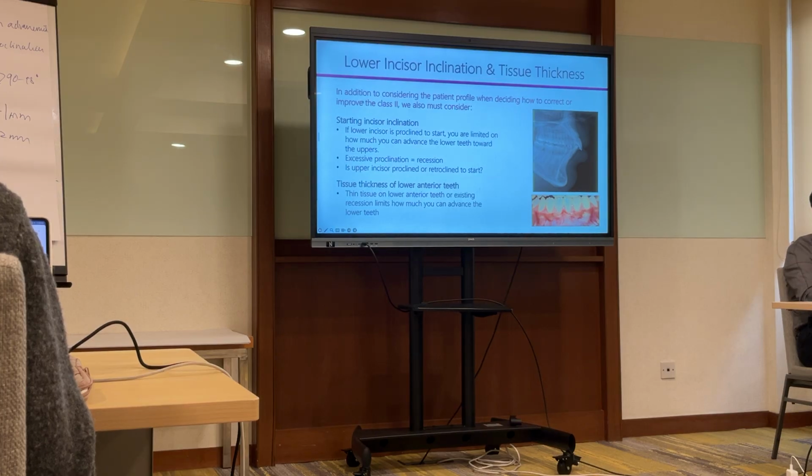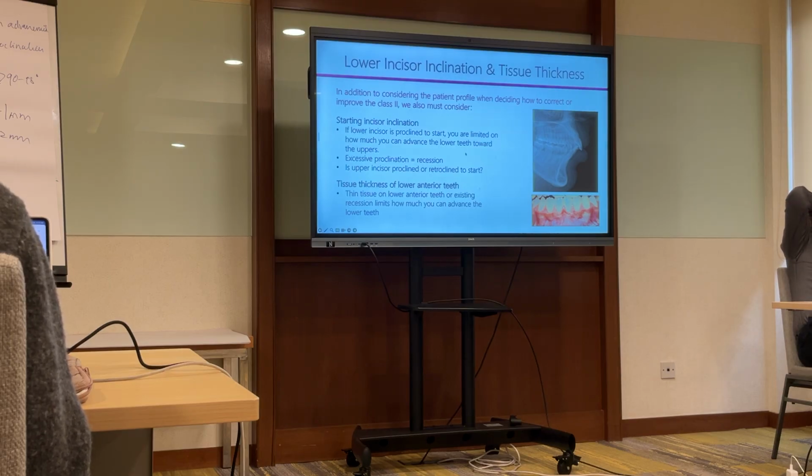You also have to see the starting incisor inclination, like the example I gave you there. If your incisors are retroclined in the beginning and you advance them forward, it becomes average, it's still okay. But if it's already proclined at the start, you can't afford to procline them further. So you need to look at other methods of doing it. So the line is: excessive proclination equals recession. Okay, so you have to make sure.